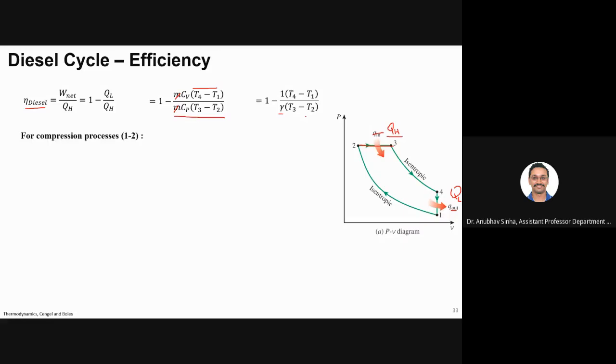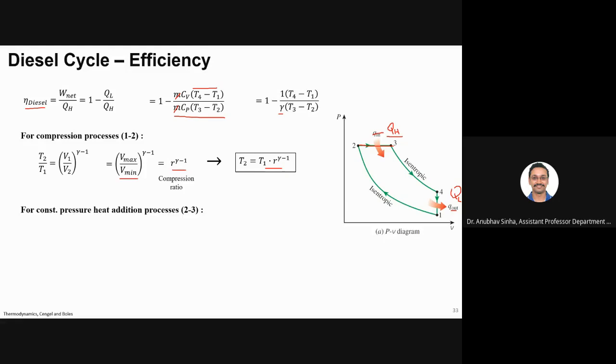Now let us look at the compression process, which is isentropic. For an isentropic process, I can relate temperature and volume by this equation. Now V1 and V2 are the maximum and minimum volumes, so I can write it in this way. And this can be related to the compression ratio. So Vmax by Vmin is basically our compression ratio, which we have defined previously. So I can say that T2 is equal to T1 into r to the power gamma minus 1.